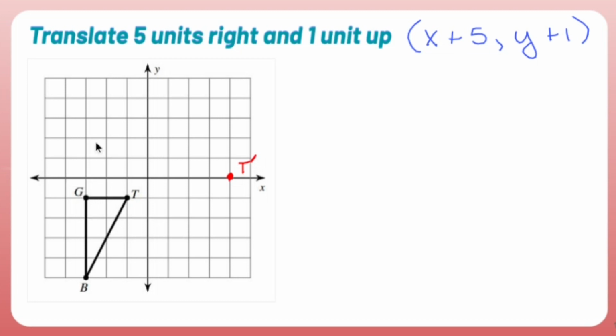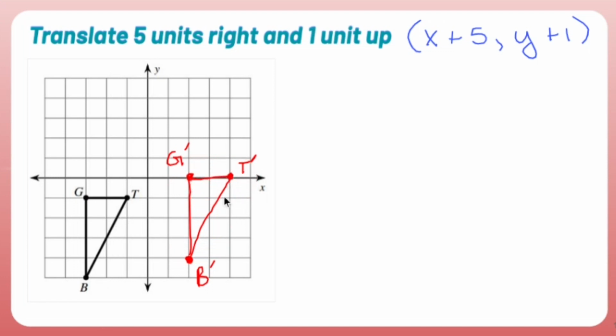So I'm still going one at a time. Go right 1, 2, 3, 4, 5, up 1, put a dot there, call it G prime. Go to B, go right 1, 2, 3, 4, 5, go up 1, put a dot there, call it B prime. And then, of course, I'm going to do my best connecting these dots, knowing very well that this is my greatest weakness, and I'm doing all right, baby.